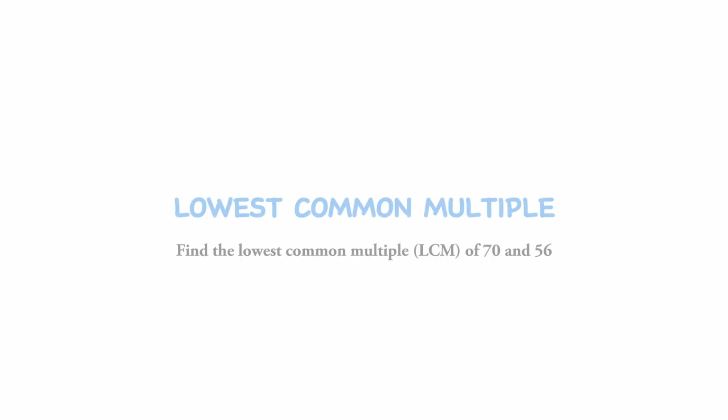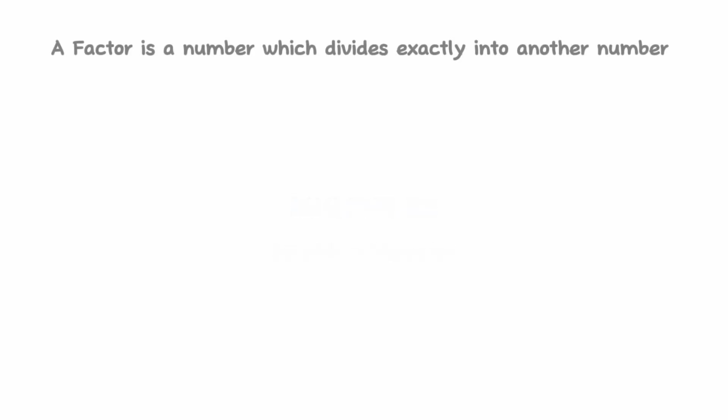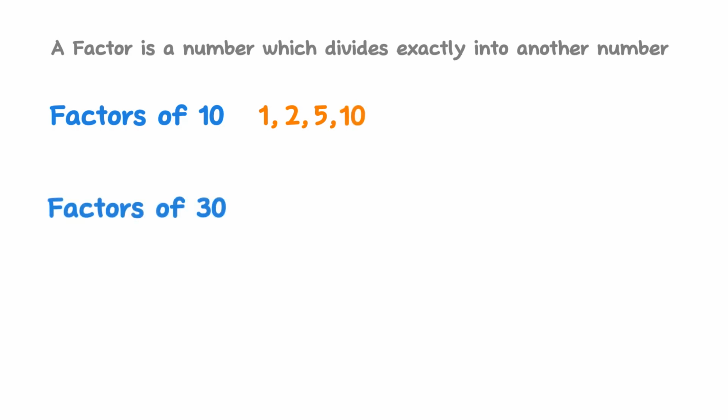Today, we'll be looking at possibly the most essential topic of your maths exams, being the highest common factor, the lowest common multiple, and multiples. A factor is a number which divides exactly into another number. For instance, the factors of 10 would be 1, 2, 5, and 10. Or the factors of 30 would be 1, 2, 3, 5, 6, 10, 15, and 30.